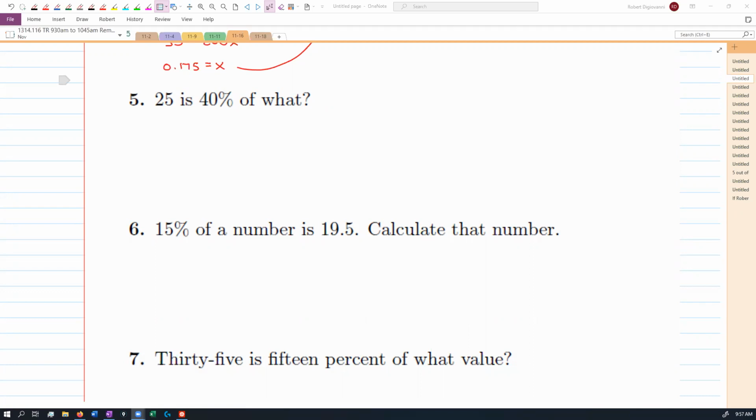Okay, we still have people working. I'm going to start writing out the equations and solving these, and that way you can check your answers.